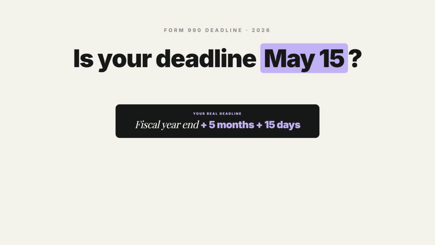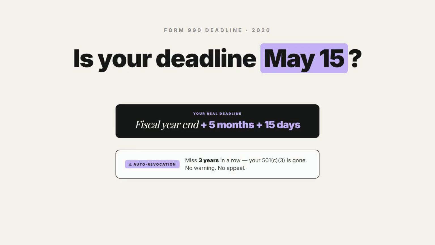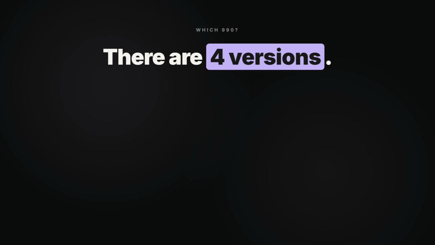And the real penalty for missing it isn't a $25 a day fine. It's losing your 501(c)(3) status after 3 missed years. No appeal, no grace period, just a letter from the IRS. In the next 10 minutes: which 990 you file, what your real deadline is, how to file an extension, and what to do if you've already missed it. Let's go.